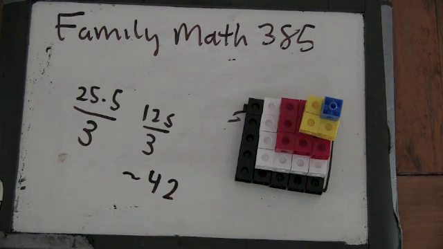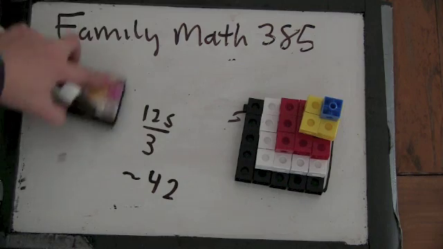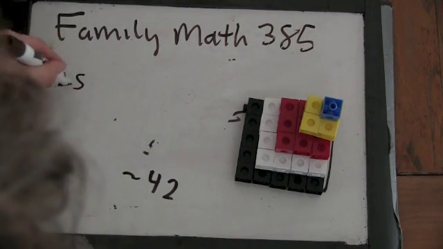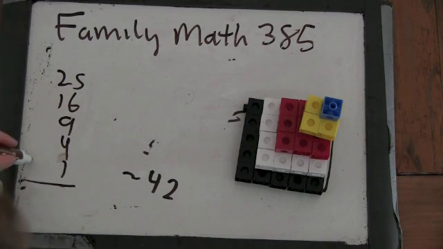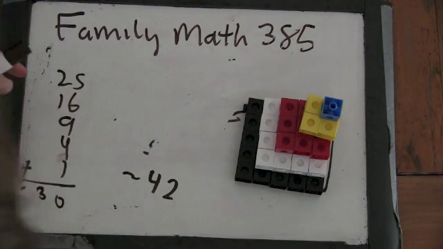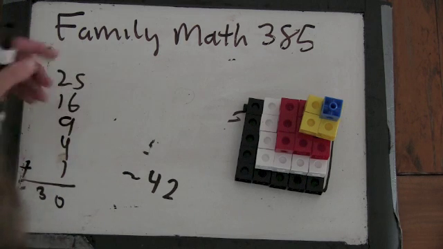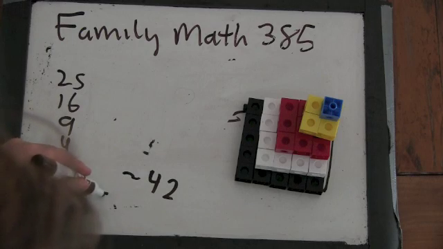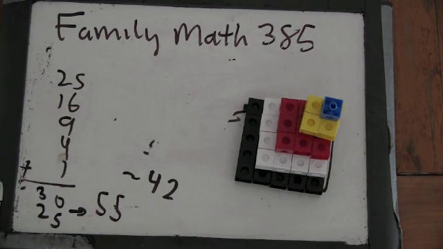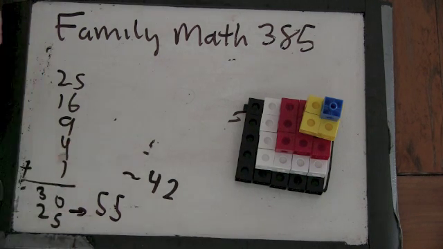How many are there actually? Well, let's see, it'd be 25 plus 16 plus 9 plus 4 plus 1. 30 plus... well, 10, 10, 25. This is 55. Is this a good approximation? We thought 42 but the actual was 55.